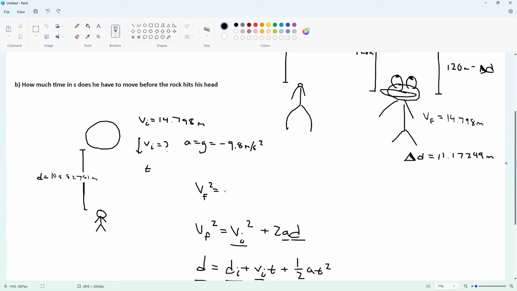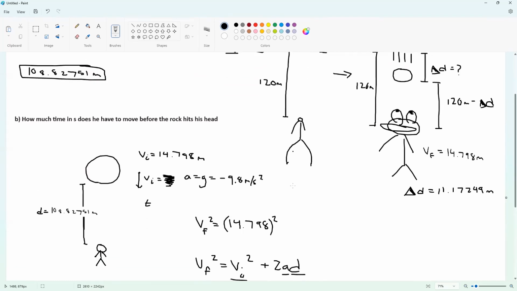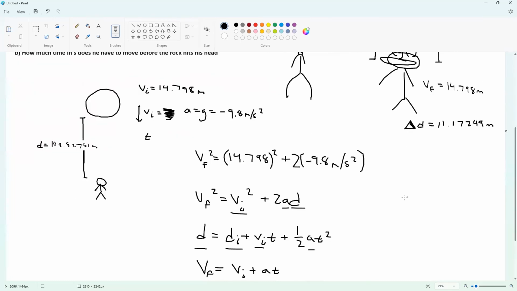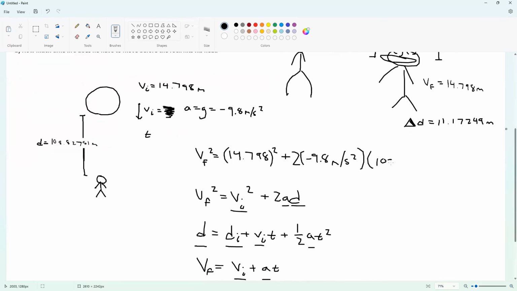Okay, so final velocity squared is equal to the initial velocity squared. In this case, the initial velocity is going to be this one, which we've written down right here. This one's no longer unknown. This is our initial velocity. So 14.798 squared plus 2 times acceleration, 9.8 meters per second squared, times the distance it falls, which is 108.82751. And before we multiply this out, let's make sure this makes sense.